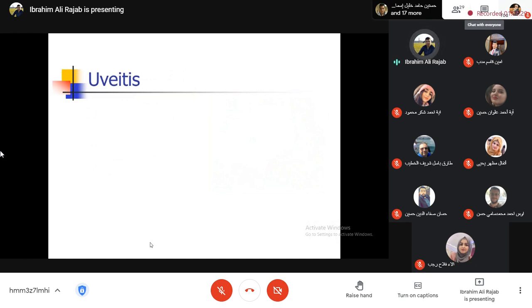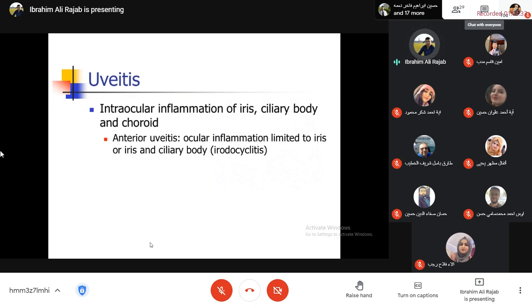Another cause of red eye is called uveitis. In uveitis, there is inflammation of the uveal tract: the iris, ciliary body, and the choroid. If the inflammation is in the anterior part of the uveal tract, it is called iridocyclitis, I mean inflammation of the iris and ciliary body. It presents with red eye. The cause may be idiopathic.